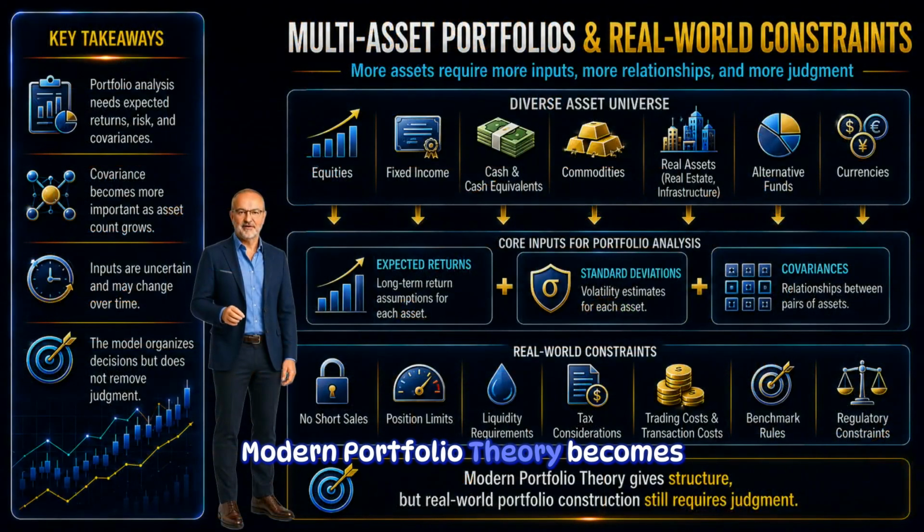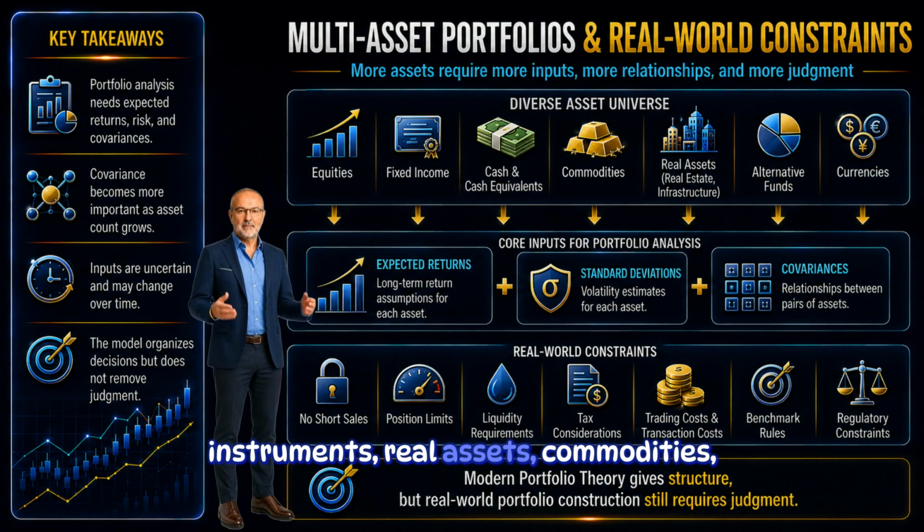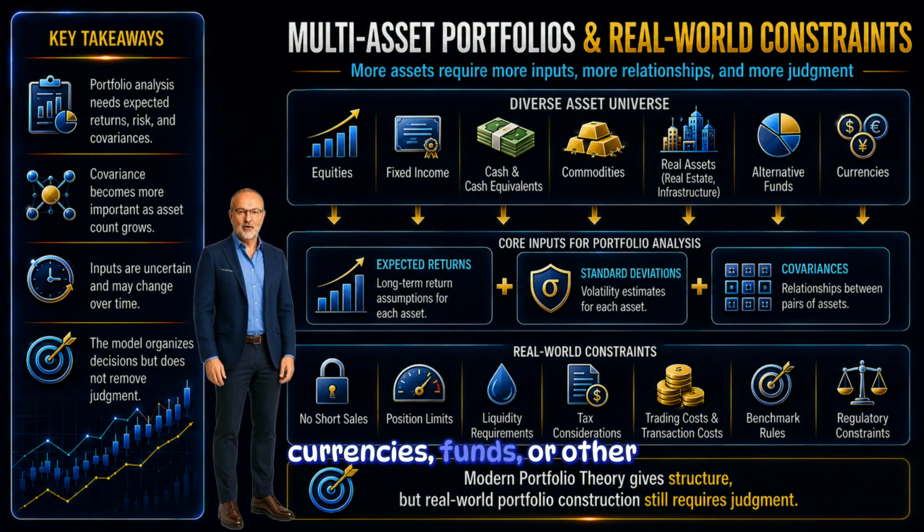Modern portfolio theory becomes especially useful when we move from two assets to many assets. A multi-asset portfolio may include stocks, bonds, cash instruments, real assets, commodities, currencies, funds, or other securities. The model treats each asset as a source of expected return and risk. To analyze such a portfolio, we need three major inputs.